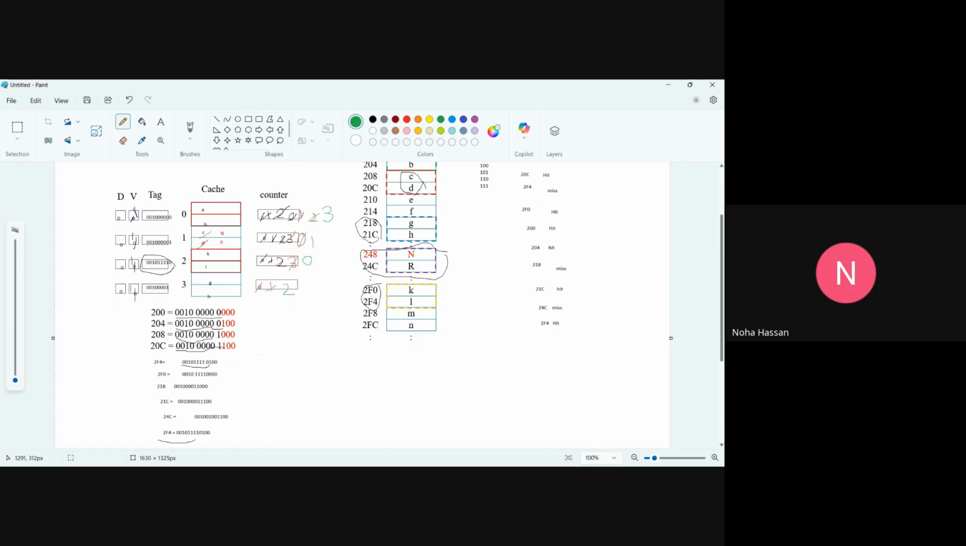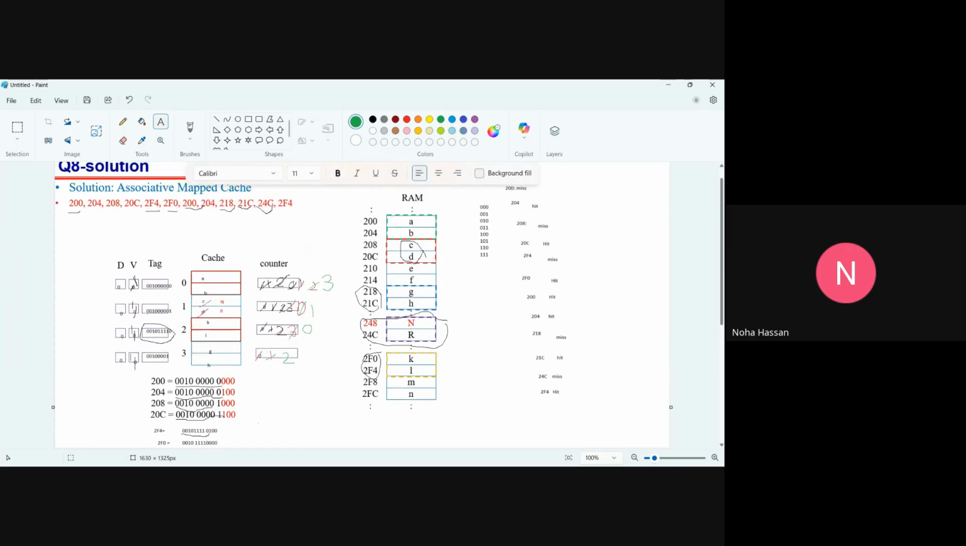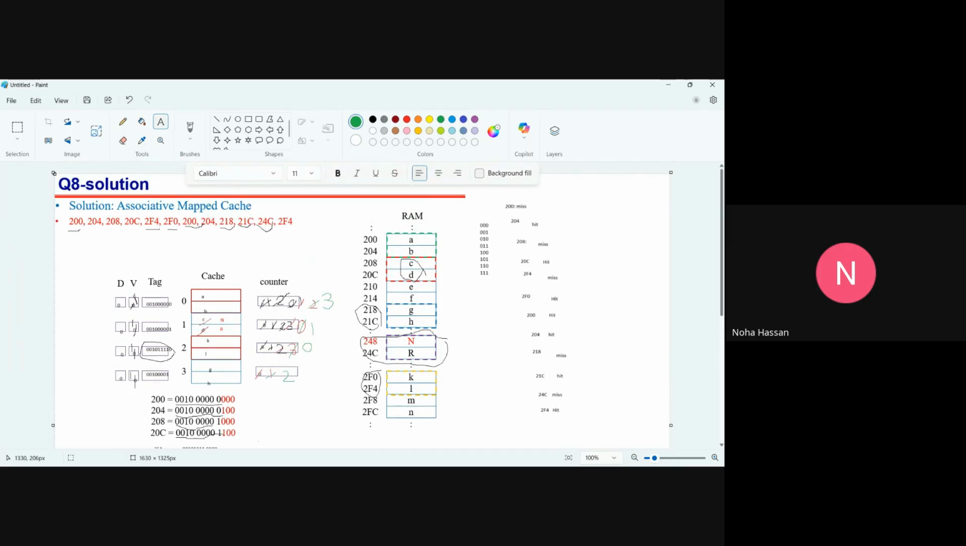Okay, let's count number of hits to calculate the hit rate. Let's see how many hits we had. Okay, so 1, 2, 3, 4, 5, 6, 7. Okay, so hit rate equal 7 over, what is the total? 1, 2, 3, 4, 5, 6, 7, 8, 9, 10, 11, 12. The hit rate is 7 over 12.